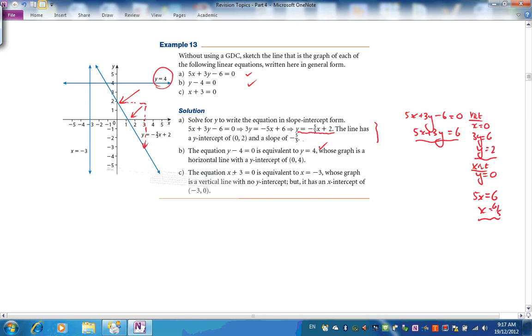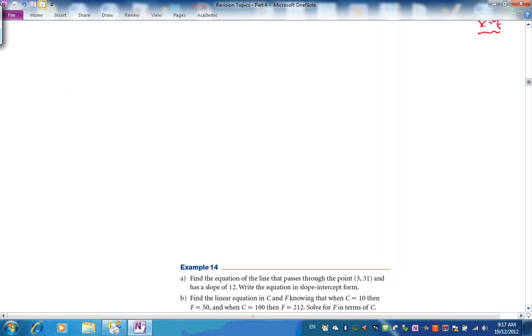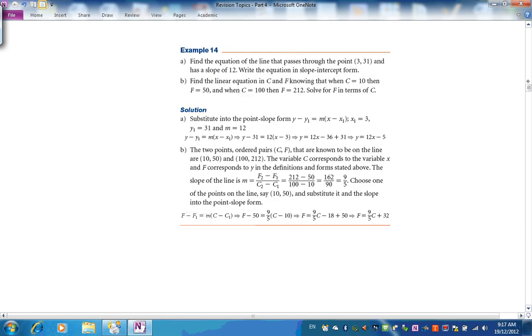x plus 3 equals 0. x is negative 3, so go to where x is negative 3 on the x-axis, and then we have this vertical line. Alright, so you hopefully have played around with some of those before. Let's keep going now and have a look at another example.